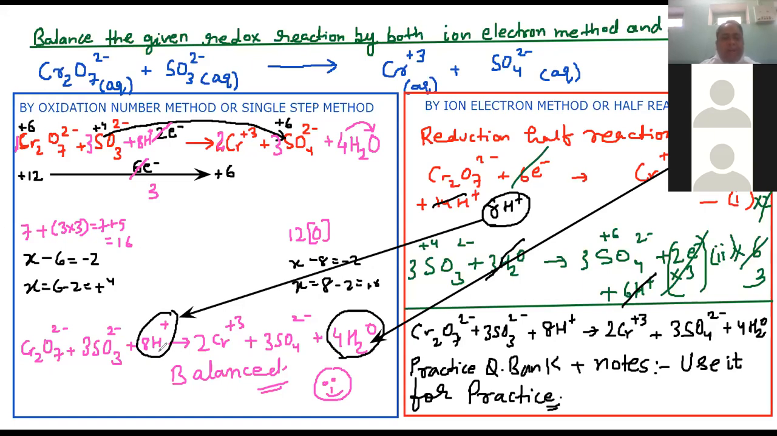But if you are asked to balance it by oxidation number method, then don't show the half reactions. Show the single step reaction and its oxidation numbers, and the correct number of H2O and correct number of H+. So if you practice, then only you will learn. Just by seeing me doing it, you will not be able to get the practice.